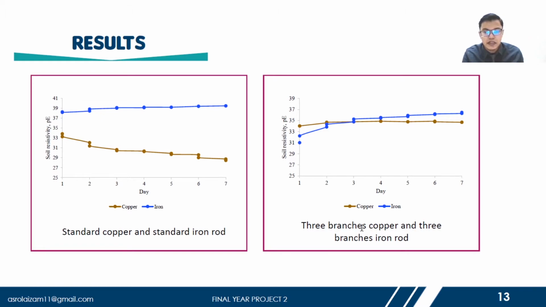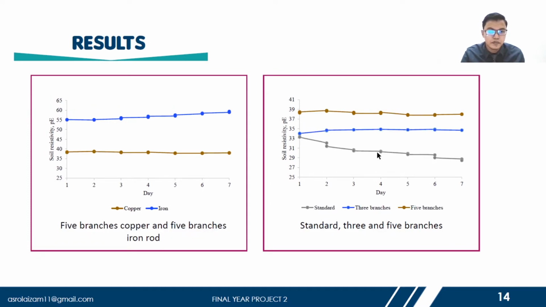And then the comparison between the 3 branch copper road and the 3 branch iron road. On the first day, we can see that the soil resistivity measurement for the iron road is lower than the copper road, but after 3 days the copper road becomes lower than the iron road, which slowly increases, and that is not good for the grounding system.